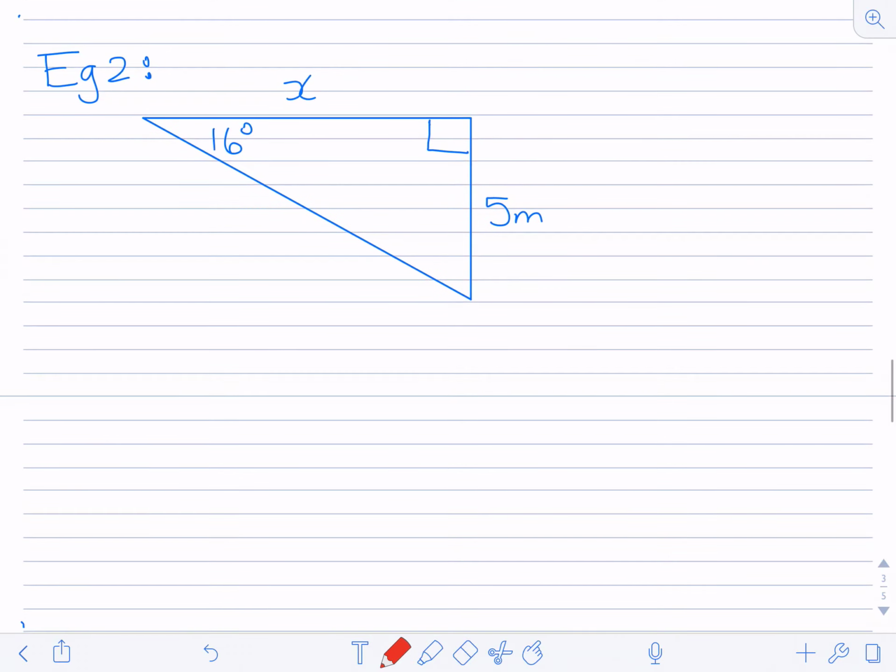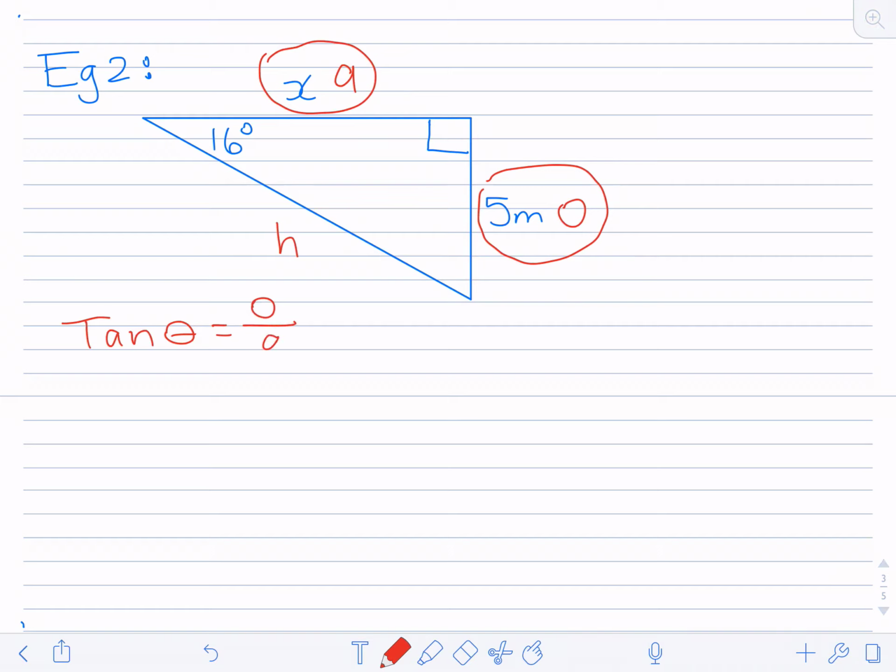Let's go on to example 2. Now, first step, label the triangle. My right angle's there, so this is going to be my hypotenuse. My angle 16, opposite is 5 meters, and the last one left is adjacent. Which two sides am I using? I'm using O and A. Which trigonometric ratio am I using here? So, SOH, CAH, TOA. I'm using tan, OA, TOA. So tan theta, or tan angle, equals O over A.